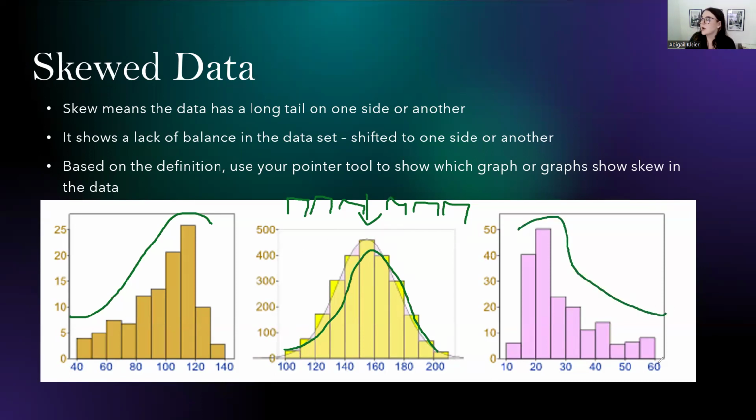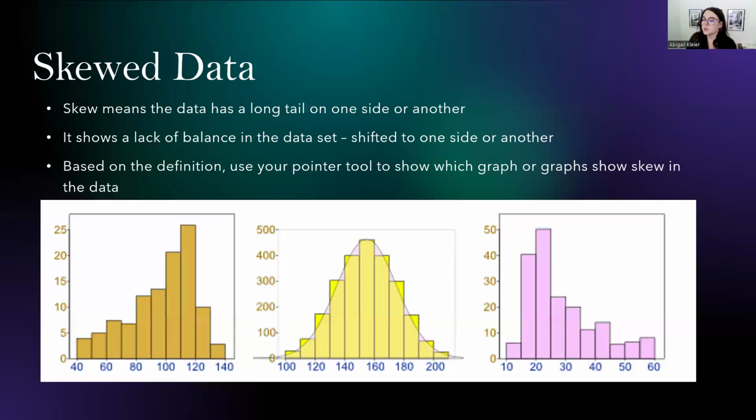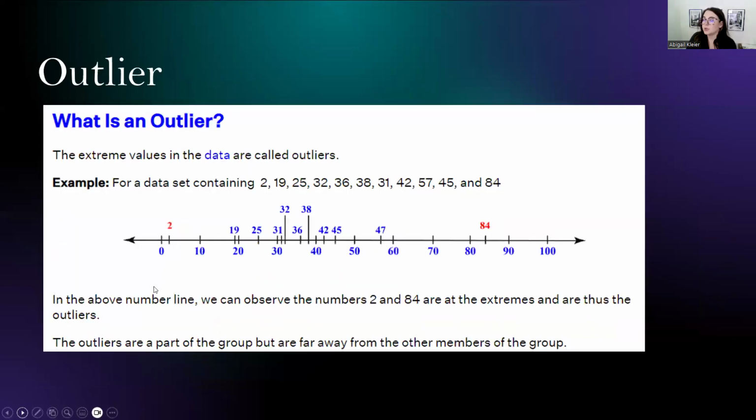And finally, this third graph, this also does show skew. Again, we can see that there is a lack of balance in this graph. It is shifted over to the left side. So what does skewed data really indicate to us? So when we're looking at these graphs, what does it mean when we have data that is skewed to one side or another? Well, it indicates to us that we have an outlier in our data set.